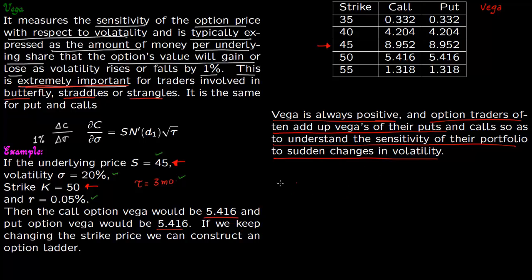So in any condor or butterfly or strangle, you have to buy and sell puts and calls, and you can buy and sell these puts and calls only if you understand their relationship with the Vega. Otherwise you might not be able to make any money out of it.